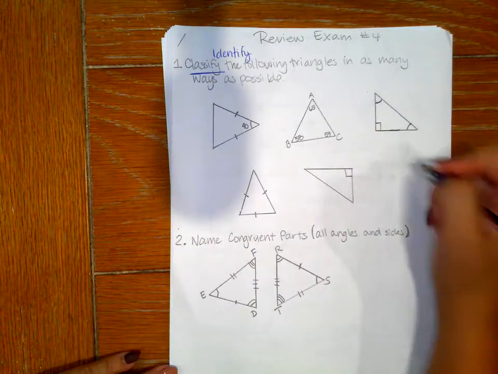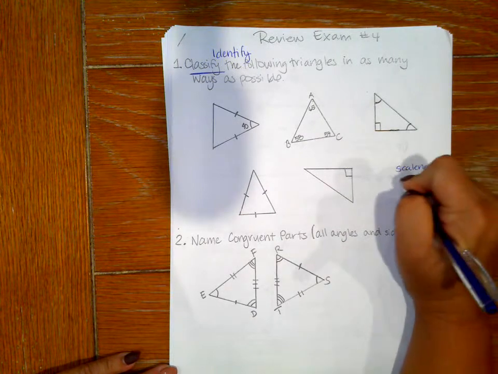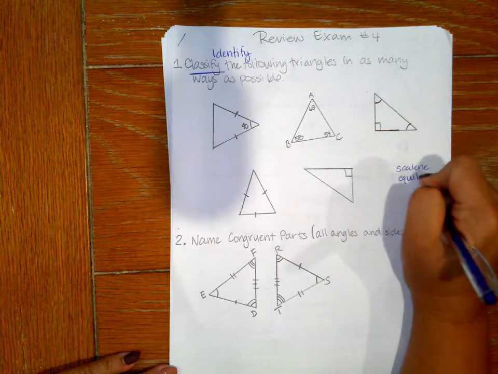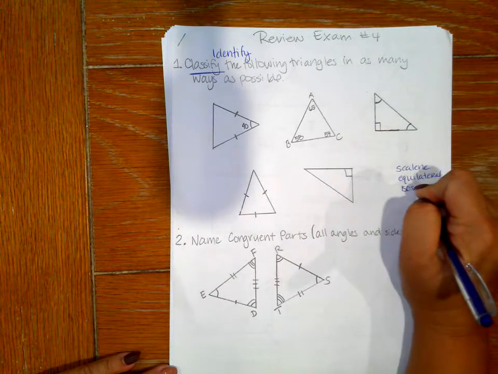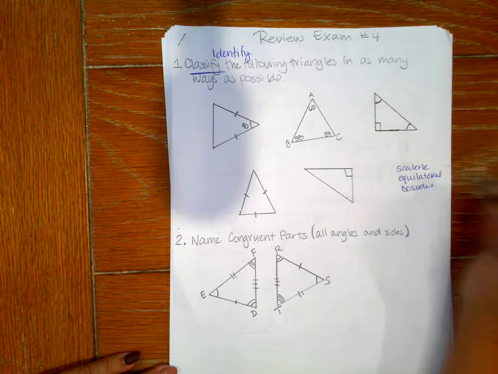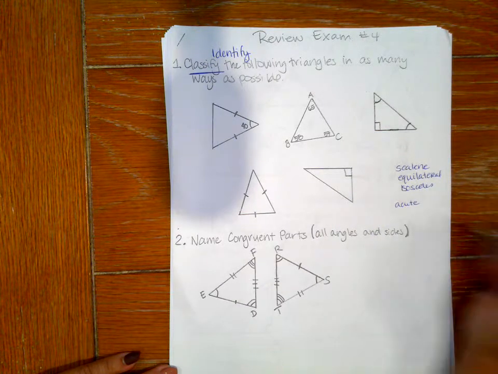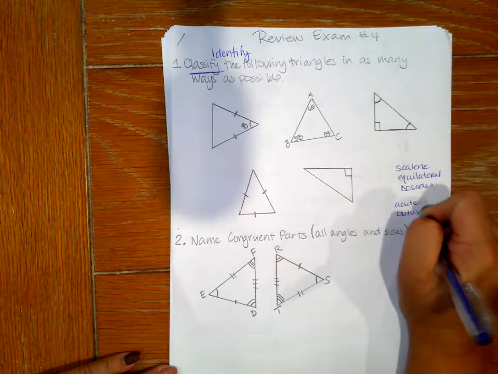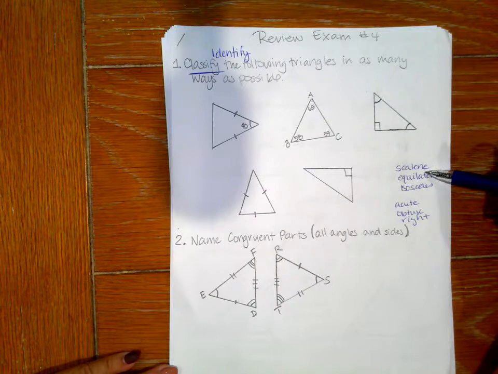So choices can be scalene, equilateral, isosceles. You can have acute, obtuse, right. So one's by angles, one by sides.